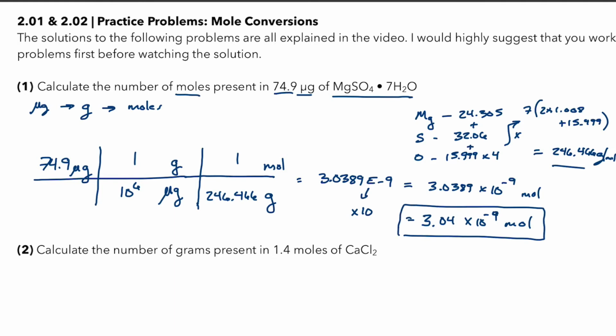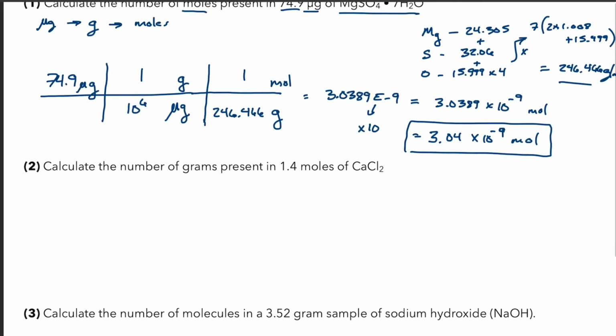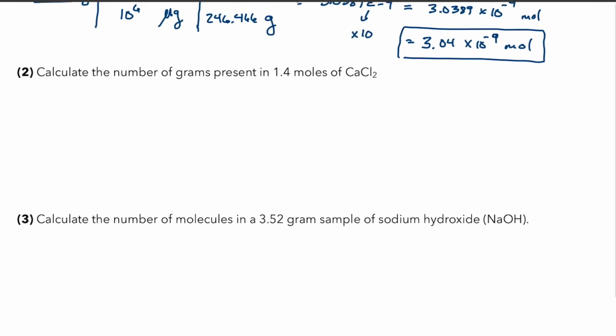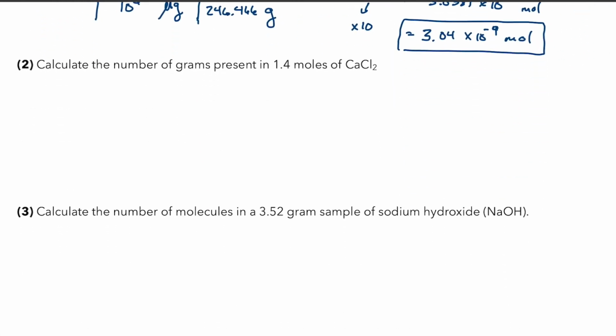Awesome. We've done one problem. Now let's keep going. Number 2 says calculate the grams present in 1.4 moles of calcium chloride. So let's again map. We want grams, we have moles. So I'm going from moles to grams, and I can go directly to that by using the molar mass. So I just need to calculate the molar mass of calcium chloride.